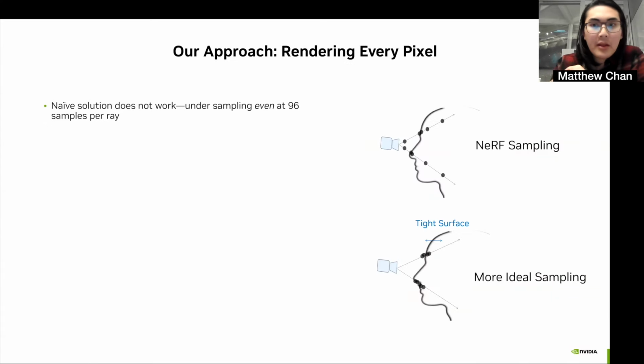So rather than sampling approximately uniformly across rays in order to find points of high density, which, as you see on the top, naively samples both the empty regions in front of the person's face and the occluded regions behind the person's face, we really wanted to sample only the interesting parts directly on the surface, for instance, as you see on the bottom.